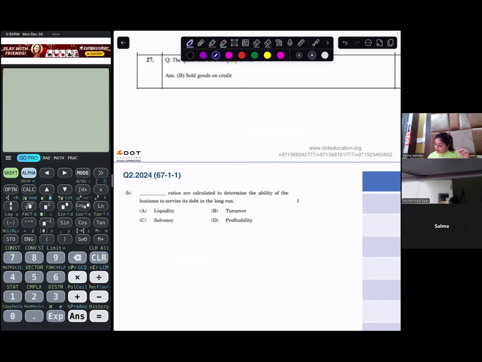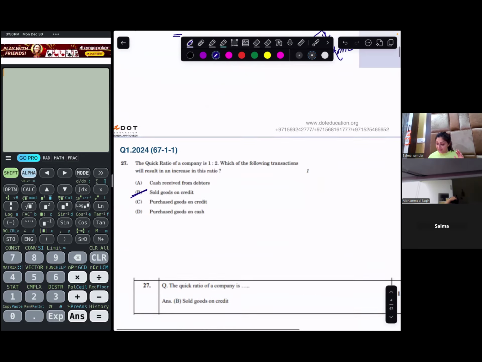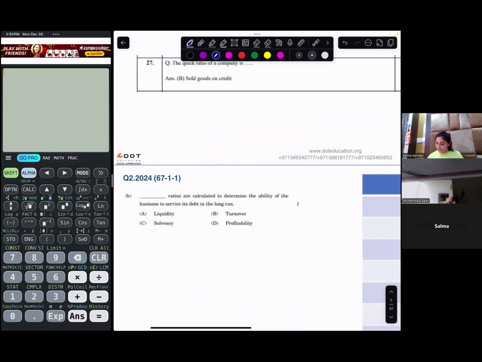Right. Now this is another MCQ that I'm doing along with this. Dash ratios are calculated to determine the ability to service its debt in the long run. What is the question telling? To find what ratio is calculated to determine the ability of the business.